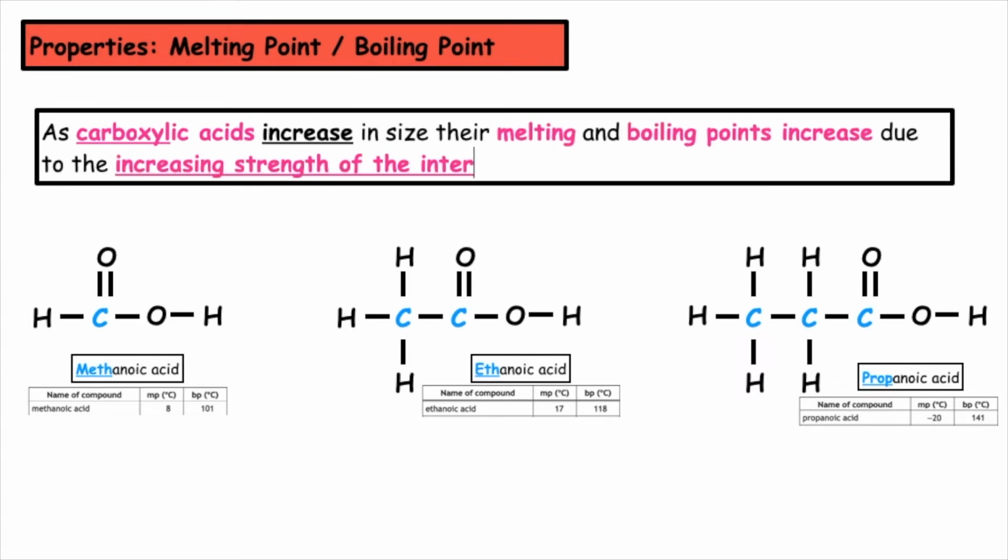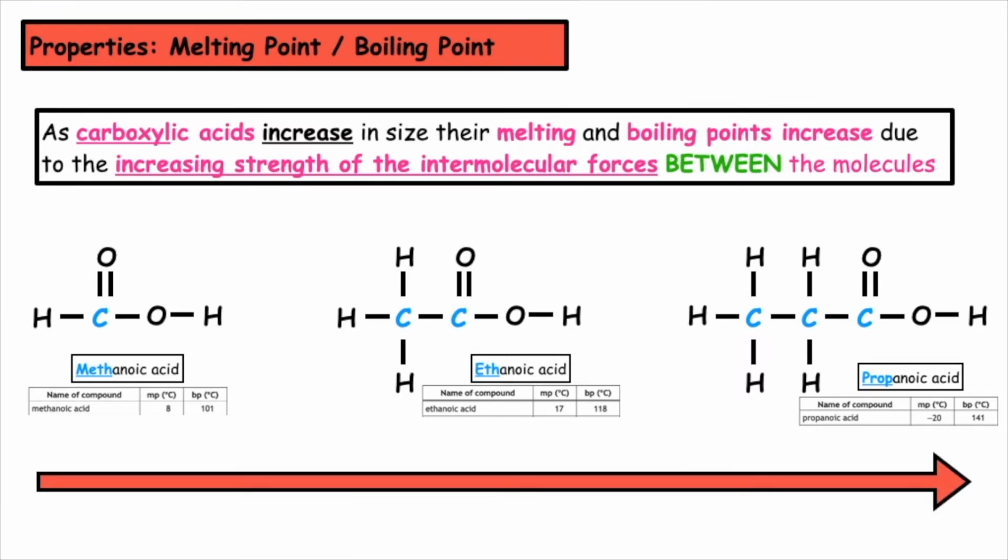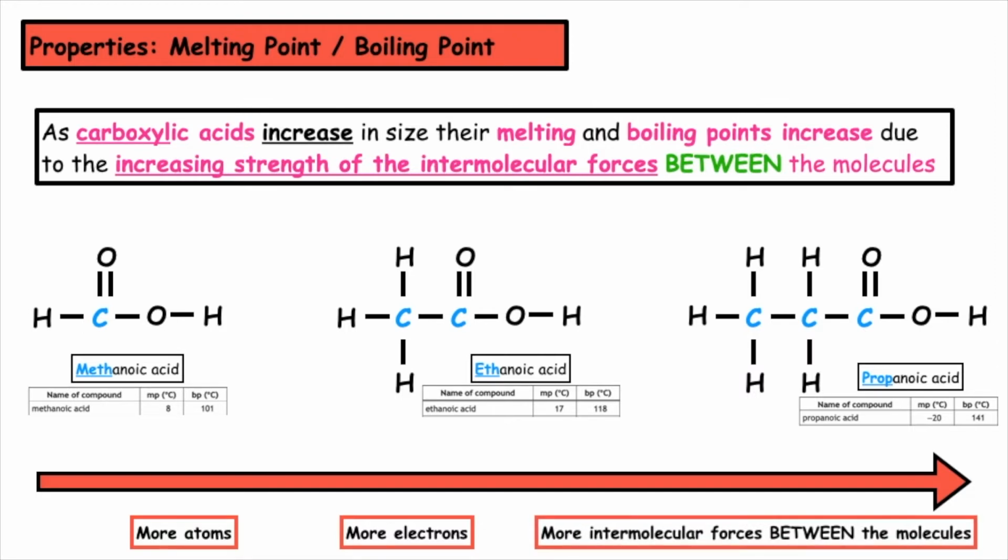Another property that we look at is the melting point and boiling point. As carboxylic acids increase in their size, melting and boiling points increase due to the increase in strength of the intermolecular forces between the molecules. The examples that we've got here are methanoic, ethanoic and propanoic acid, and we can see that the melting points and boiling points are increasing. This is because they have more atoms in their molecules, therefore more electrons and more intermolecular forces between the molecules.